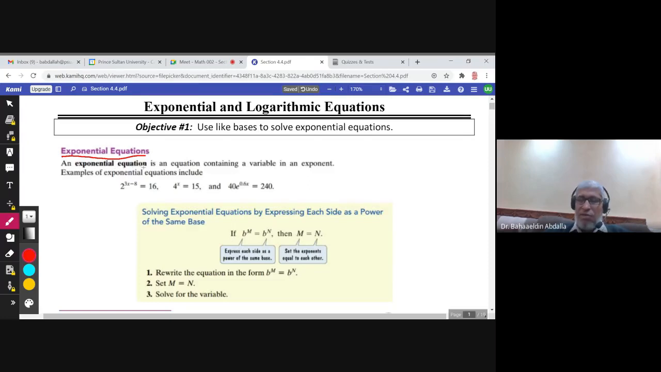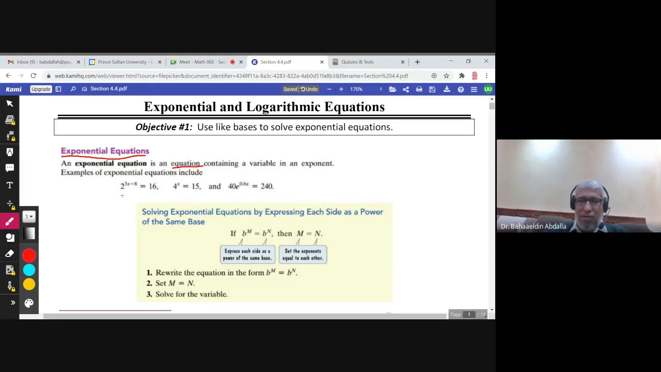We studied exponential function. We said that y equals b to the power x is exponential function if b is greater than 0 and different than 1. But now what about exponential equation? Well, it is an equation. Equation means there is equality sign. Equation containing a variable in an exponent.